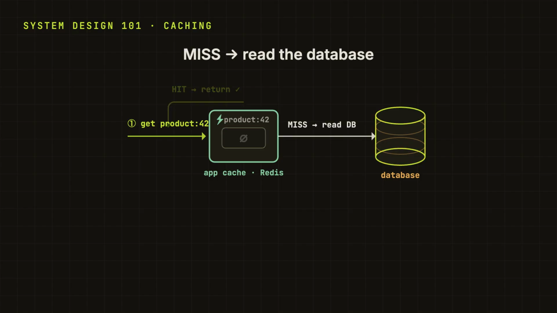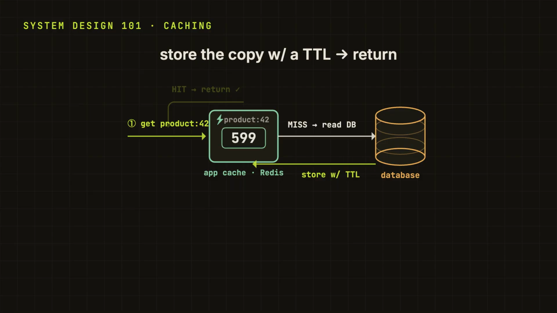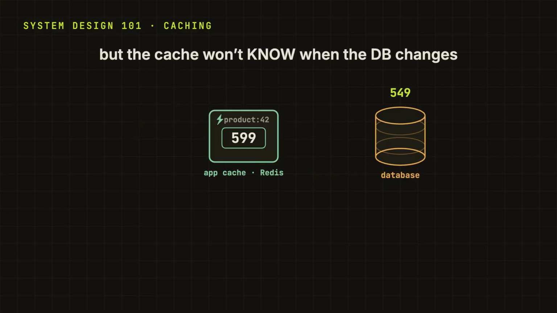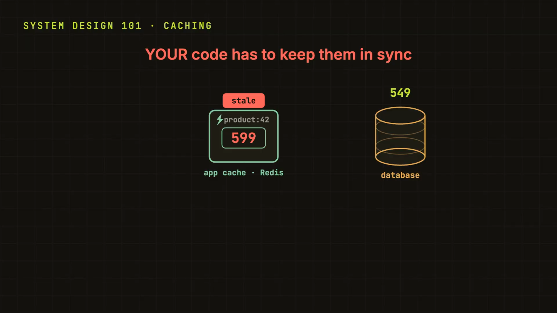Then go read the database. Store that answer in the cache with a little timer on it and return it. So the next person gets the copy. Simple enough. But notice one thing, and it matters a lot in a second. The cache does not magically know when the database changes. Our code has to keep them in sync.